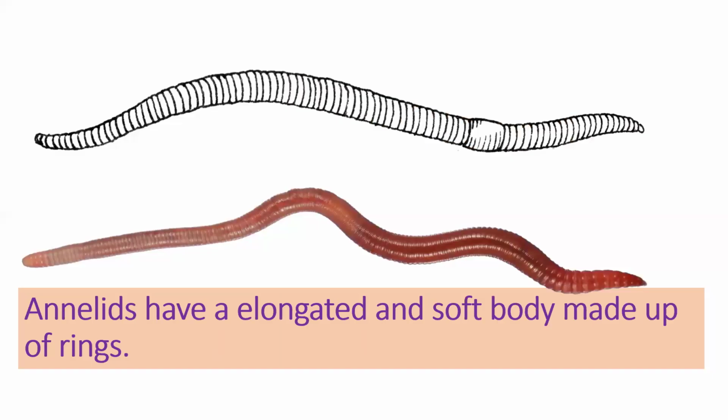Another characteristic of annelids, they have an elongated and soft body made up of rings. So the annelids have a long, elongated, and soft body made up of cylindrical rings. These are called the cylindrical rings.